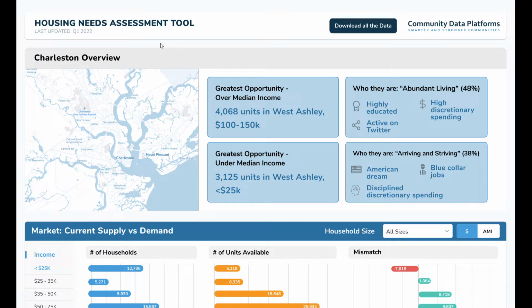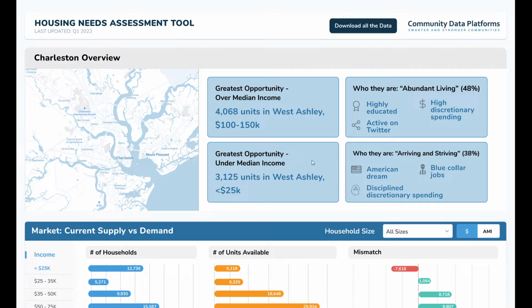The Housing Needs Assessment tool first highlights the greatest opportunity over median income in the whole market and gives information related to the people that make up the greatest opportunity. In this case, we see that the greatest opportunity over median income is 4,068 units in West Ashley for those making between $100,000 to $150,000. Who are they? They're those categorized by the phrase abundant living. They're highly educated, active on Twitter, and have high discretionary spending.